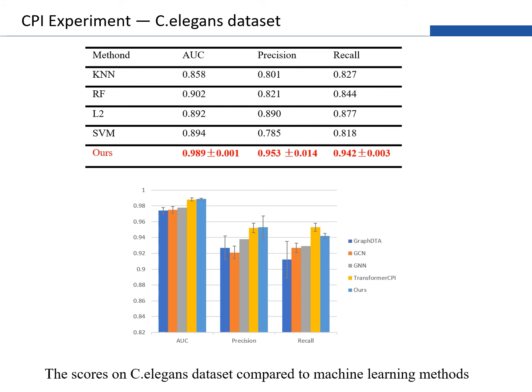As shown in this table, our model is clearly superior to the traditional machine learning methods. In the figure, a comparison is made with the latest methods of the deep learning algorithm. Our SPP-CPI model performs better than the latest methods, indicating that the distance matrix can represent the molecular information better than the graph structure.